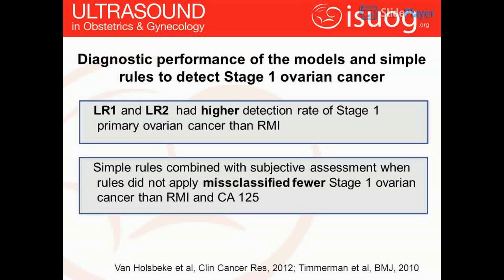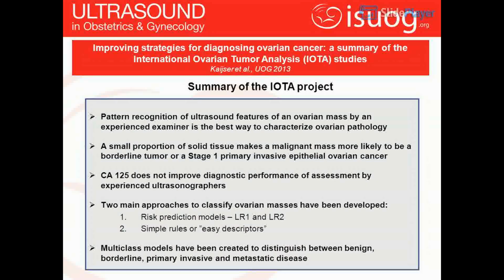Diagnostic performance of the models and simple rules to detect stage 1 ovarian cancer. LR1 and LR2 had a higher detection rate of stage 1 primary ovarian cancer than RMI. Simple rules combined with subjective assessment when rules did not apply misclassified fewer stage 1 ovarian cancers than RMI and CA125. Van Holsbeke et al., Clin Cancer Res, 2012, Timmerman et al., BMJ, 2010.